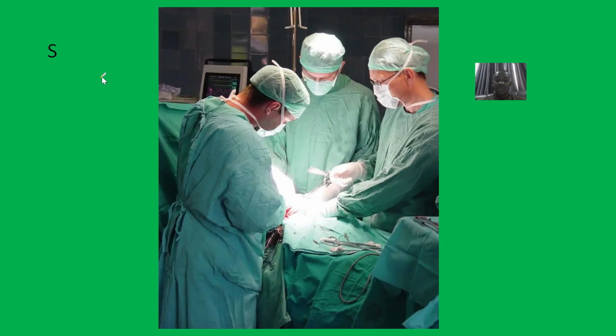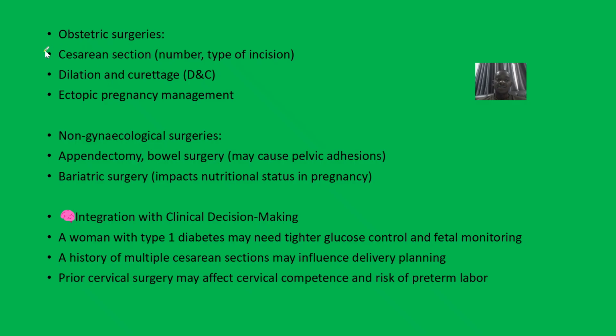So that's for gynecological surgeries. For obstetric surgeries, you are looking at things like cesarean section, dilation and curettage, ectopic pregnancy management. Then non-gynecological surgeries, but at least in the abdomen, you look out for things like, have they ever had an appendectomy, because of complications, or bowel surgeries.